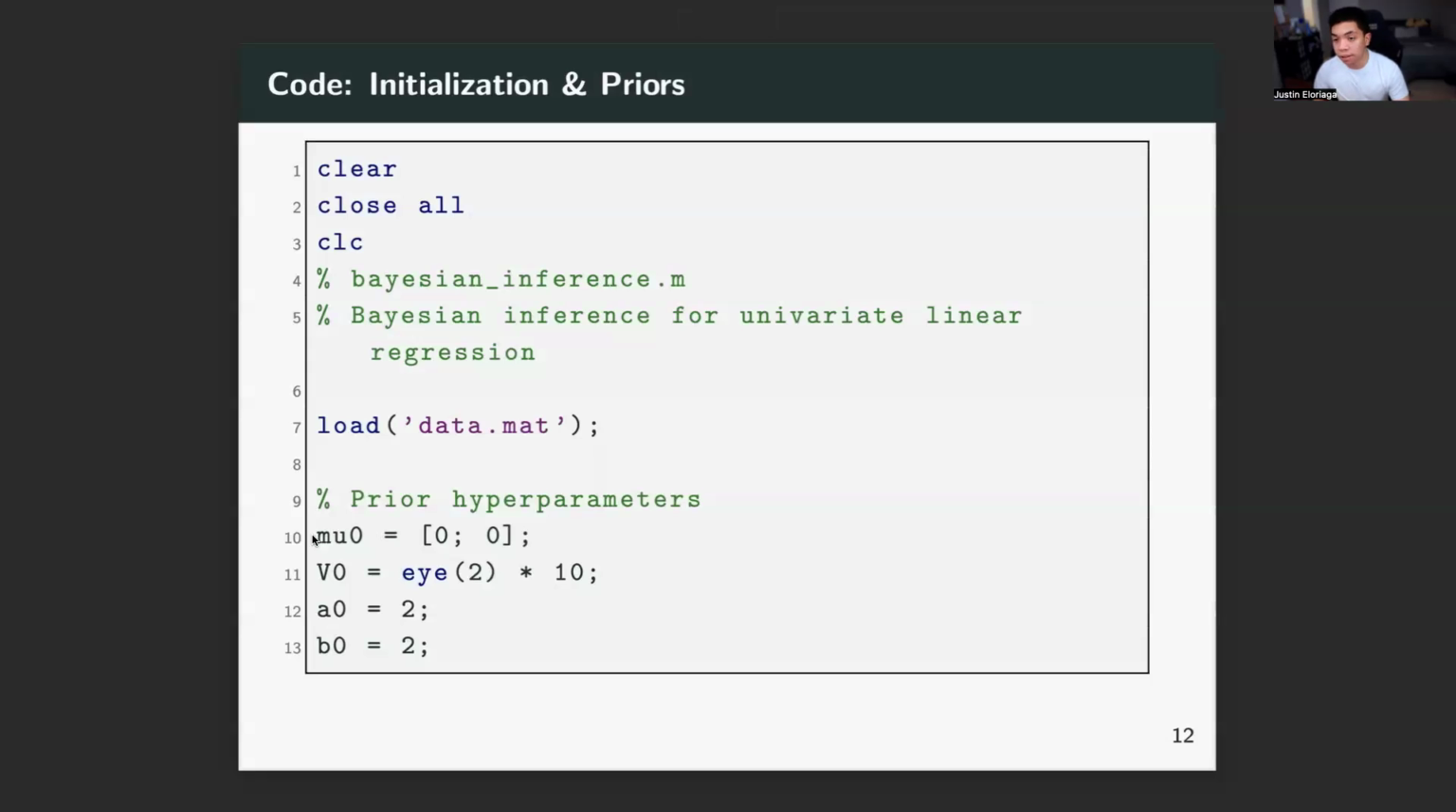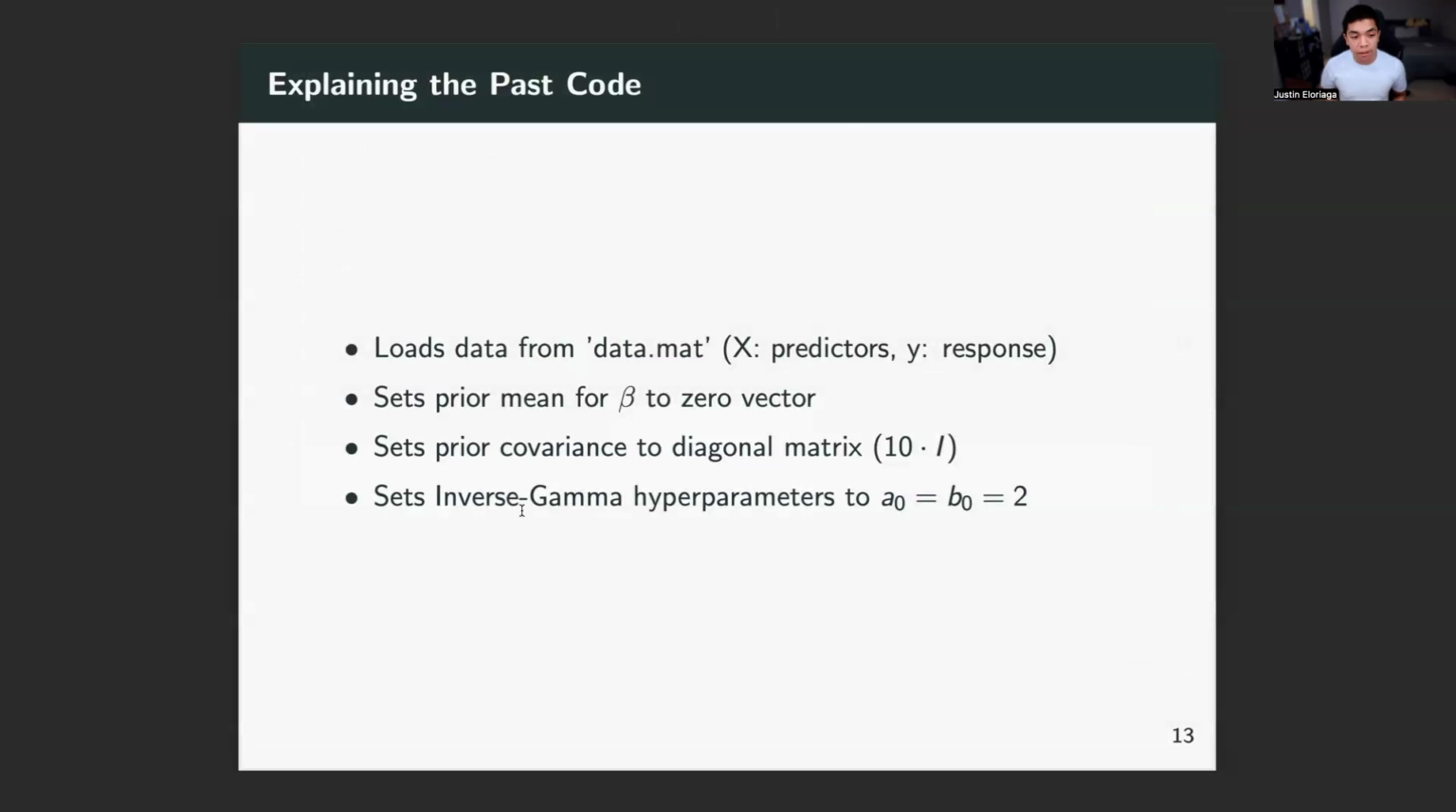We're going to specify that the mean vector is going to be 0. This variance matrix is just going to be this. And we're going to set the shape and scale parameter of the inverse gamma distribution of our prior to have values of 2, 2, same as last meeting. After that, again, that's what we're going to do. We're going to load the data set, set a prior mean to be 0, a prior covariance to be a diagonal matrix, that's an identity matrix, and set the inverse gamma hyperparameters to be equal to 2.